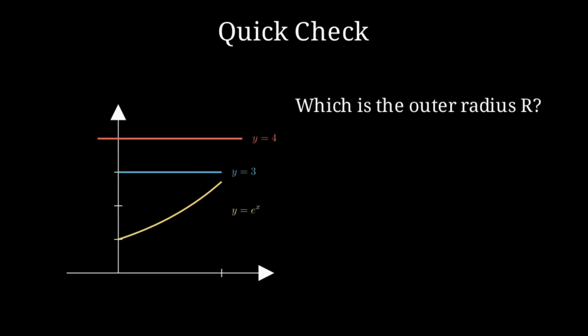Let's test your intuition. If we rotate the area between y equals 3 and y equals e to the x around the line y equals 4, which function is further from the axis? Since e to the x is less than 3 on the interval from 0 to 1, e to the x is further from the line y equals 4.